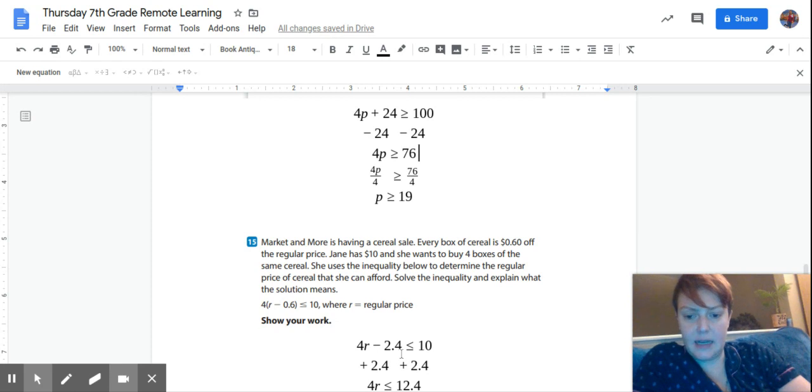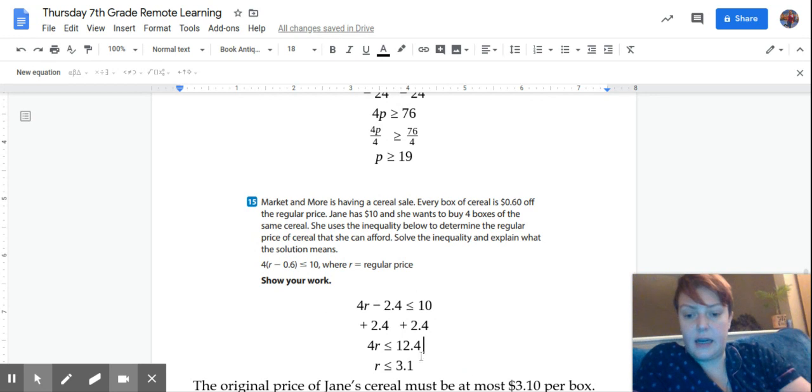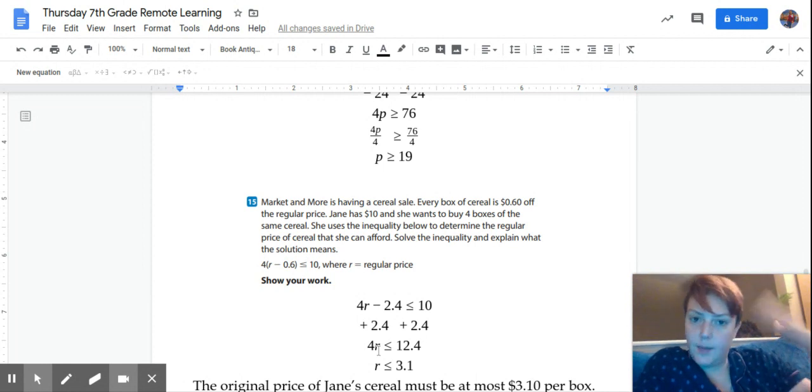So I went ahead and set up my work here. I went ahead and distributed. So 4 times R and 4 times 0.6, and that was this right here. And then I added 2.4 to both sides, and I got this right here. You see the work, every step. And then here I divided by the number touching x, the coefficient there. And I know that it says R, but that's our mnemonic.